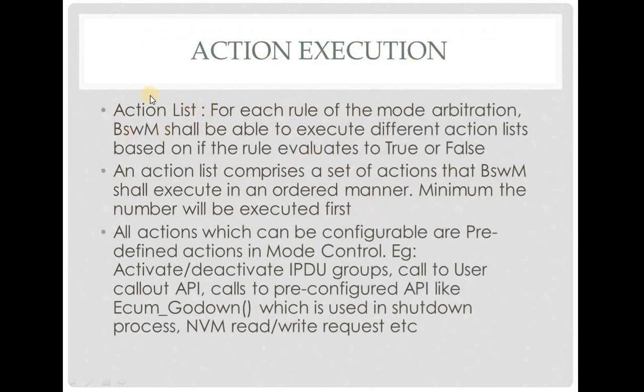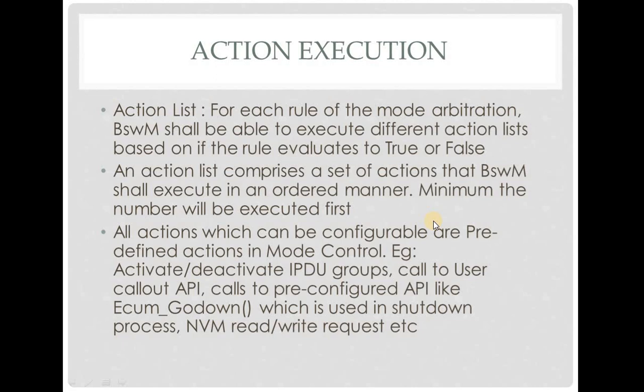Action execution: as we said, we have action lists. We have two action lists, the false action list and the true action list. Whether to execute the true action list or false action list will be decided by the arbitration rule. Each action list consists of a set of actions, and those will be executed in an ordered manner. The action with the minimum number will be executed first.